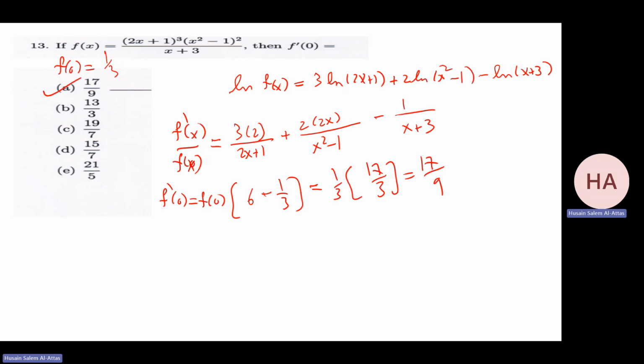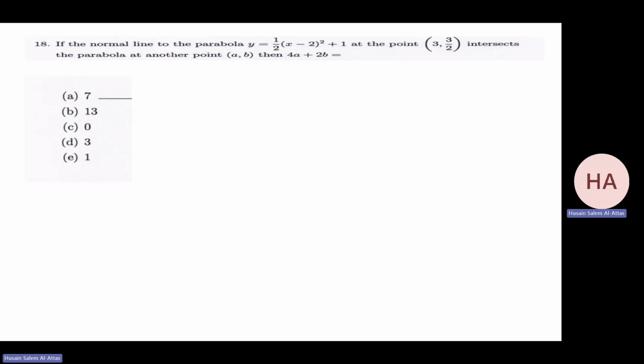What is this one? You have this parabola. The normal line at the point intersects the parabola at another point. We did it before. So first, to find the equation of the normal line, I have to find the slope of the normal. Minus 1 over the slope of the tangent, minus 1 over f prime at 3. What is f prime at x? It will be x minus 2.